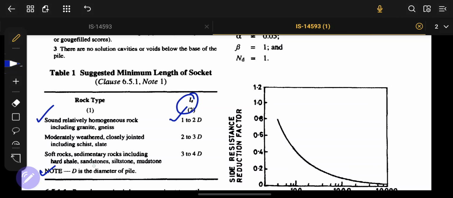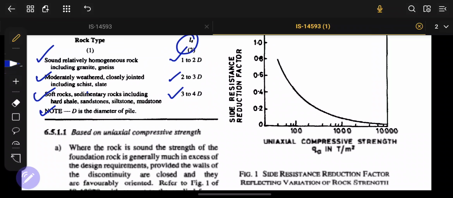Here it is written: moderately weathered rock, closely jointed, including schist and slate. If it is moderately weathered rock, then 2D to 3D, and if it is soft rock, then 3D to 4D. So this is given here.